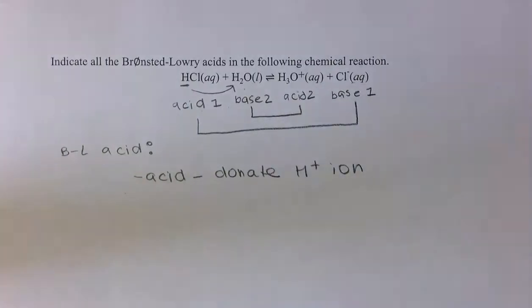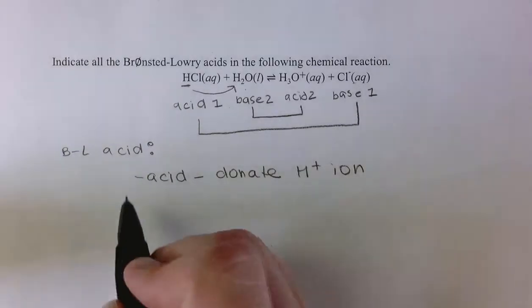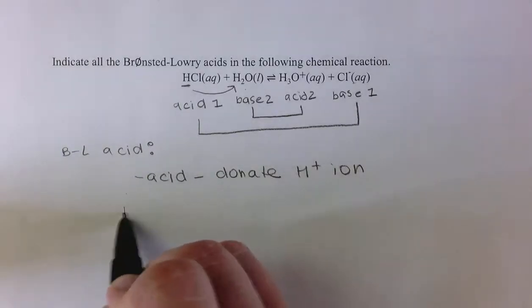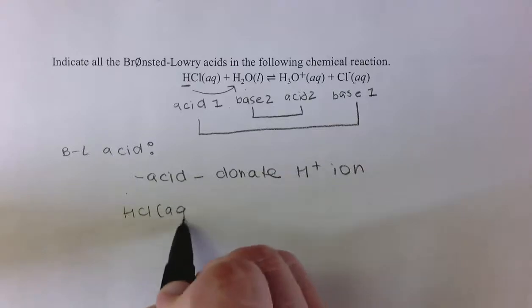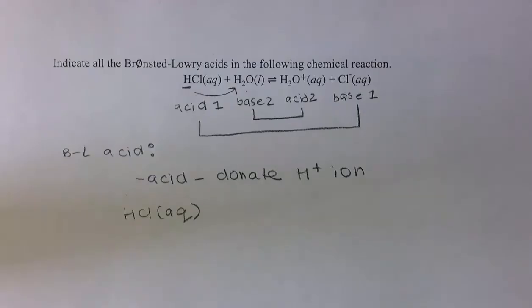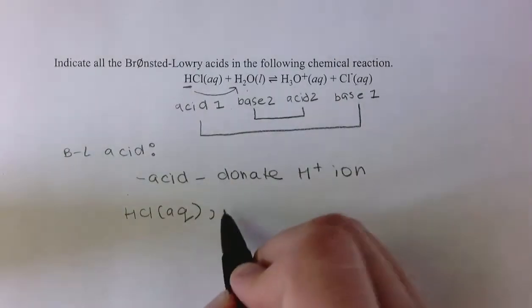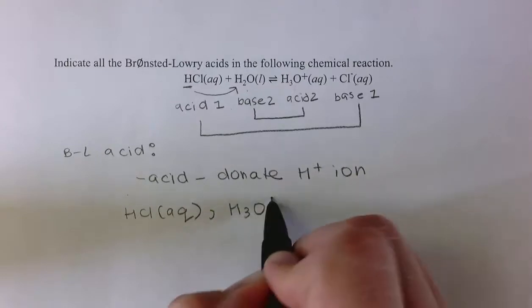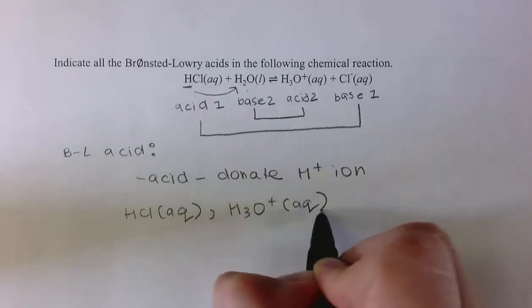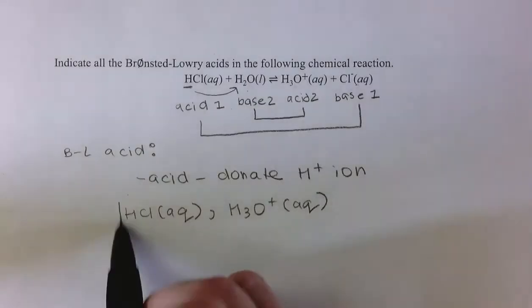So when we're finding our Bronsted-Lowry acid, we're looking at our conjugate acids as well. So the answer to this is that hydrochloric acid is a Bronsted-Lowry acid, and additionally, hydronium in this case is also a Bronsted-Lowry acid.